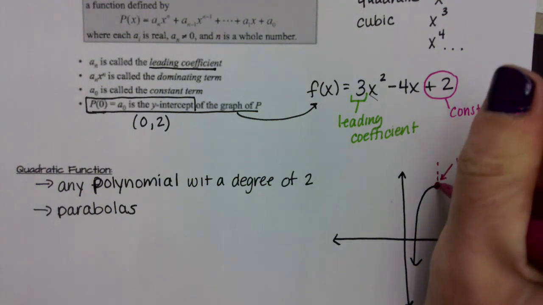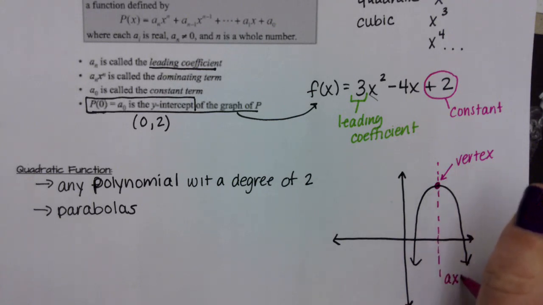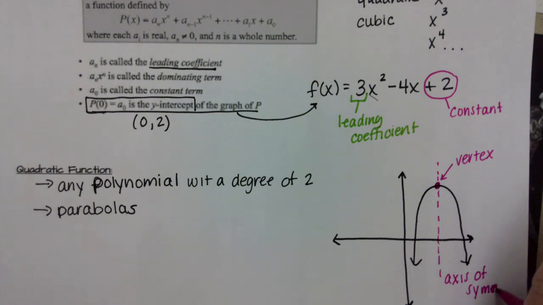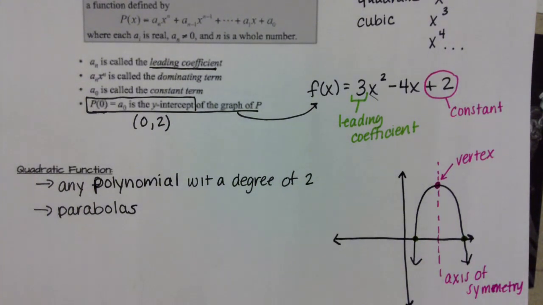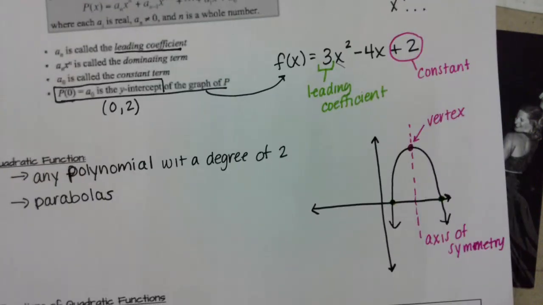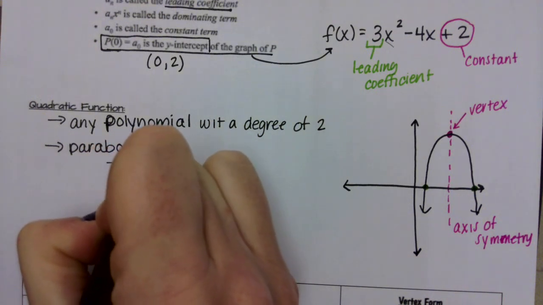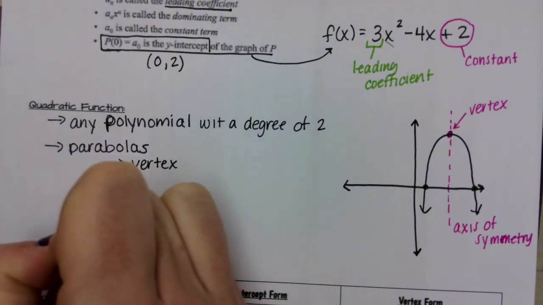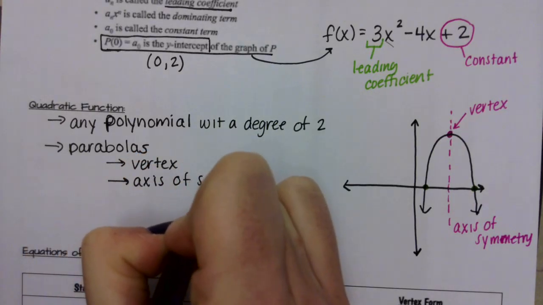Our vertex always falls on a line called the axis of symmetry, the line that cuts our parabola in half, okay? And then we also have our x-intercepts and we have our y-intercept. So every parabola, I shouldn't say every, because there's certain cases. Parabolas will have a vertex. It will always have a vertex. It will always have an axis of symmetry or a line of symmetry where you fold it in half.